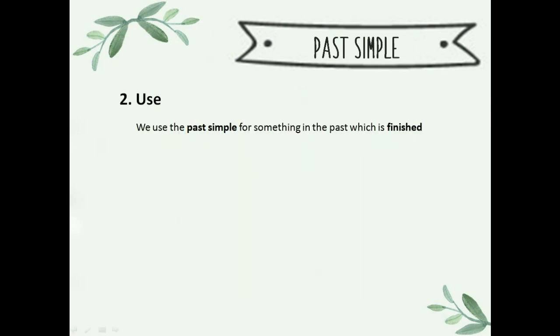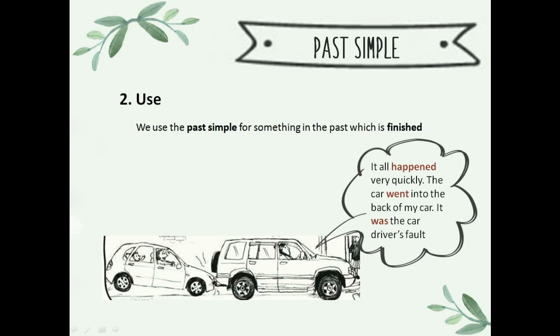And now, when do we use the past simple? We use it for something in the past which is finished. Look at the example. It shows a car accident and the driver says, "It all happened very quickly. The car went into the back of my car. It was the driver's fault." He's talking about events that have finished and that are in the past.